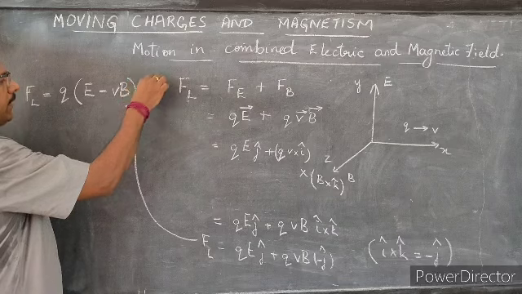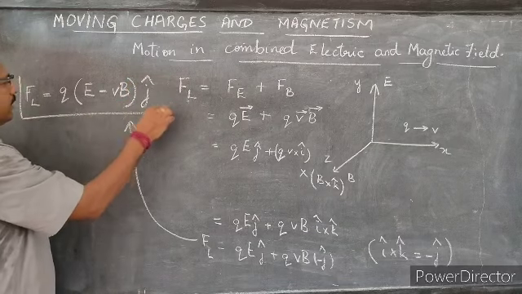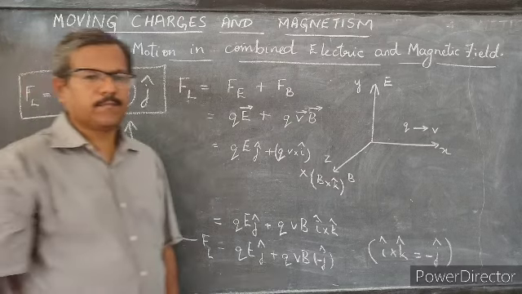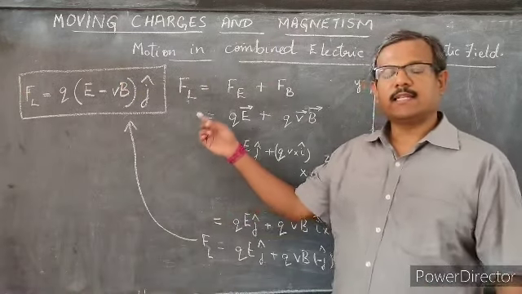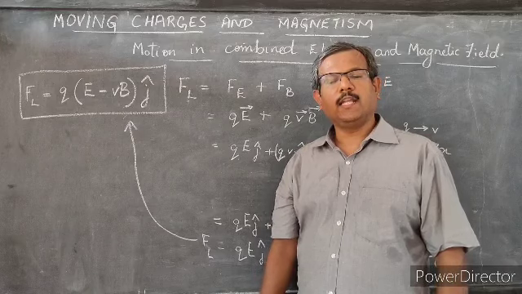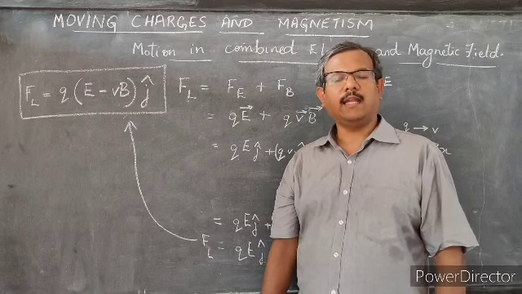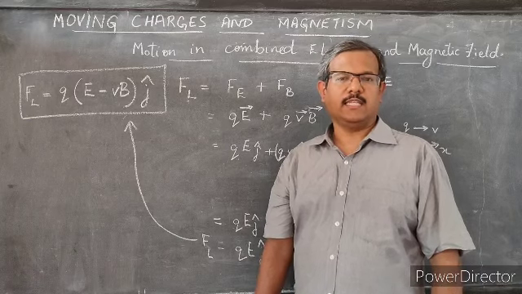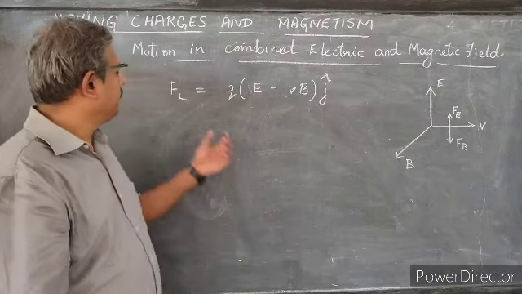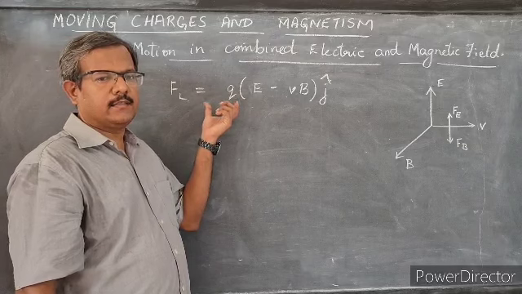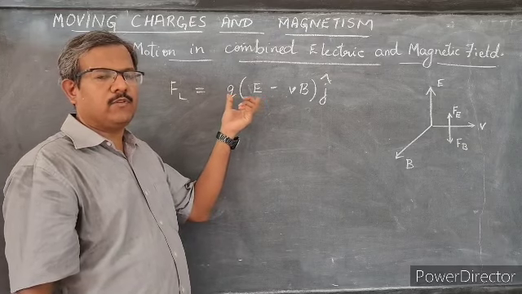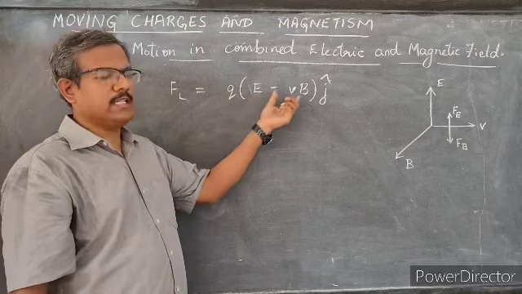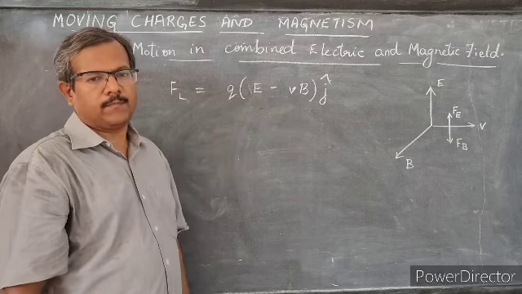into J cap. So this is the combined force being felt by a particle that's traveling perpendicular to both the magnetic and the electric fields, which themselves are perpendicular to each other. So we arrived at the equation for the combined force being felt by a particle. So it is Q into E minus V B into J cap.